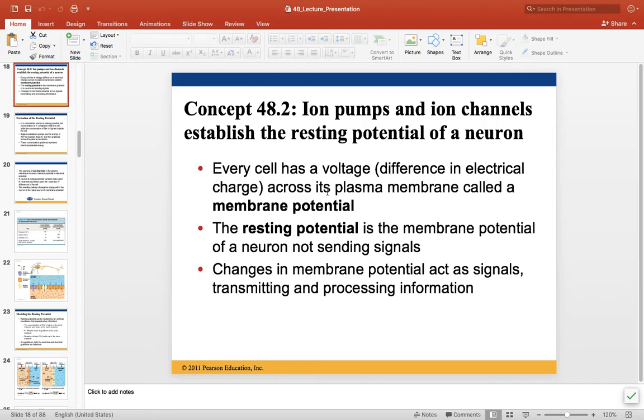So the resting potential is the membrane potential of a neuron that is not sending signals. So if a neuron is not sending a signal, it's in resting potential. That does not happen very often with most of your neurons. Changes in membrane potential act as signals transmitting and processing information.